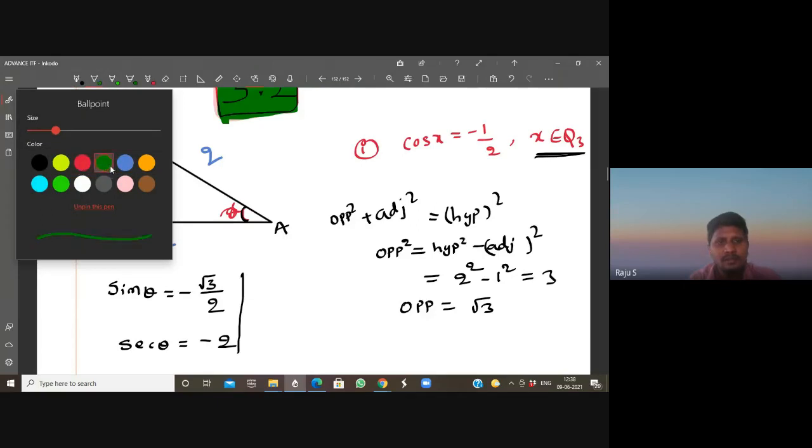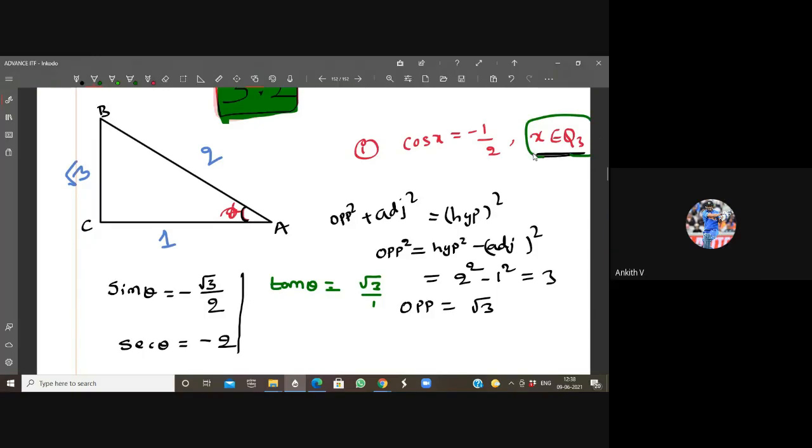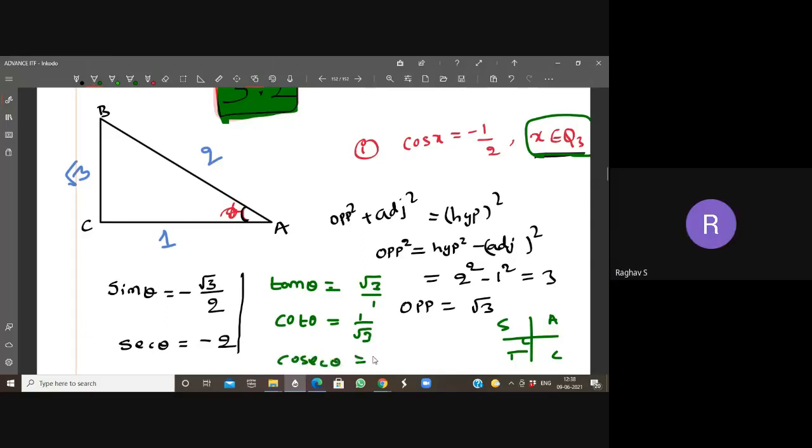What is tan theta? Opposite by adjacent, root 3 by 1, nothing but root 3. Why is tan plus? In third quadrant, both opposite and adjacent are negative. Here x belongs to third quadrant, and in third quadrant tan is positive. Then what is cot theta? Actually not theta, here it is x. Cot x is 1 by root 3. Then finally cosecant theta equal to -2 by root 3.